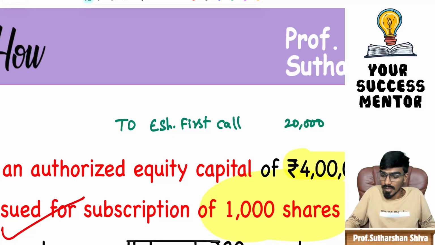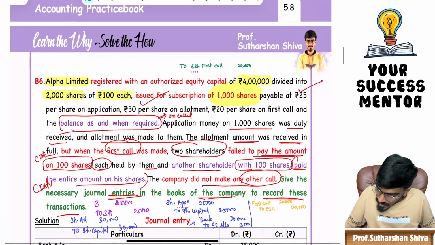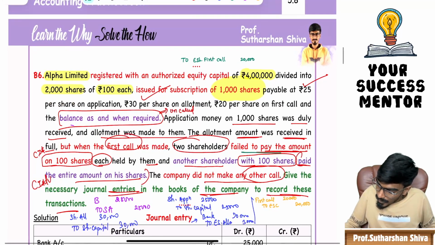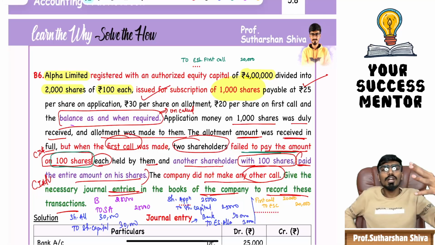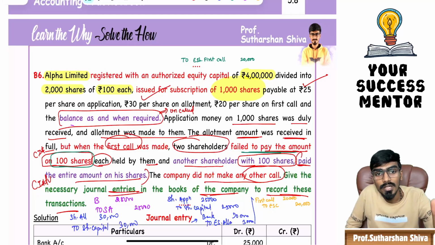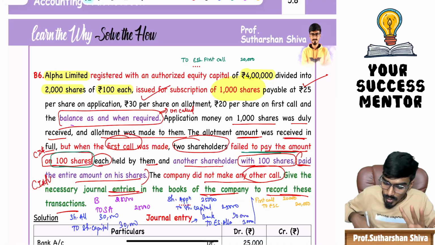Hold on for this moment. What did they say? A person failed to pay on 100 shares each. Two shareholders. Now here, totally 100 shares each means totally it's going to be 200 shares unpaid.